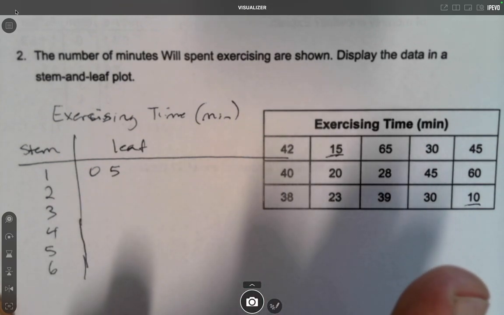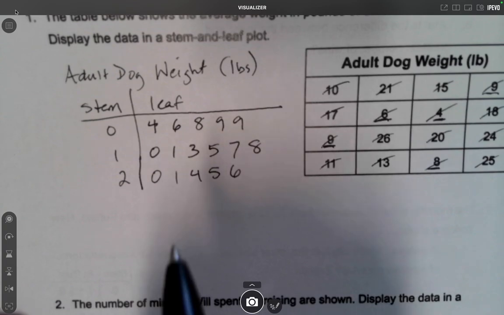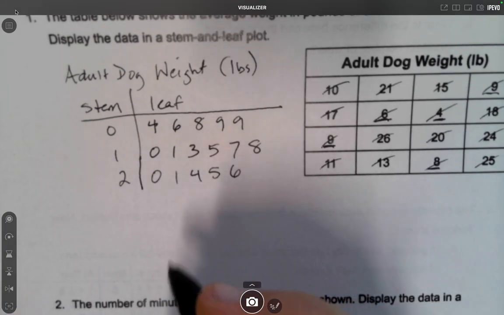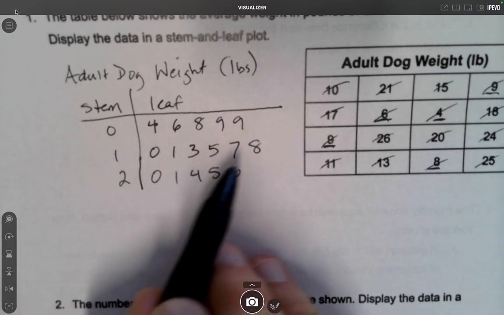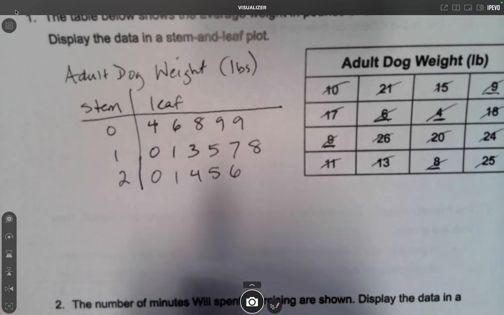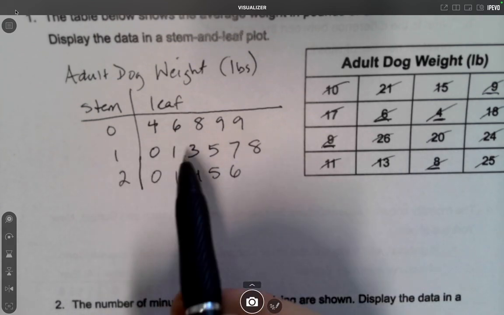I just realized I forgot something on the first one. There's one part of the stem and leaf plot I forgot to do, and that's called the key or the legend. So to do that, you have to pick one number that's actually inside here. You could do any one you want. I just chose to pick 13. So we have a 1 here and a 3 here.